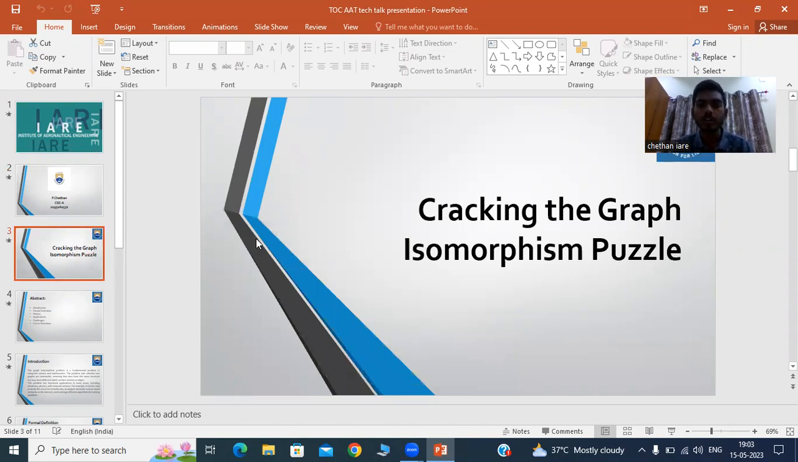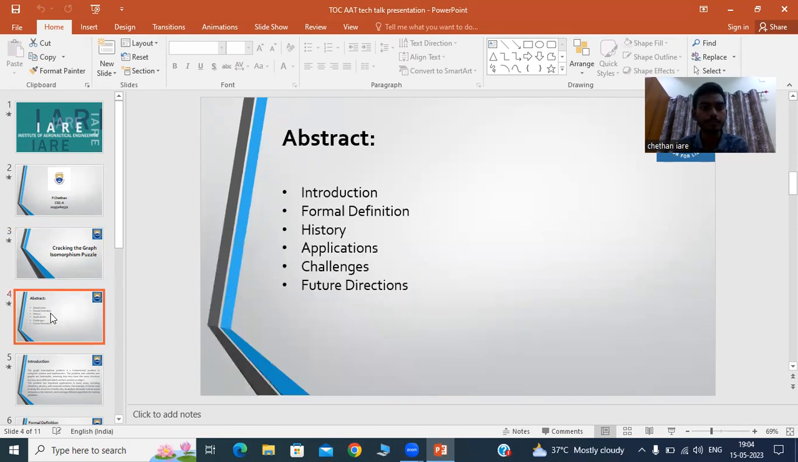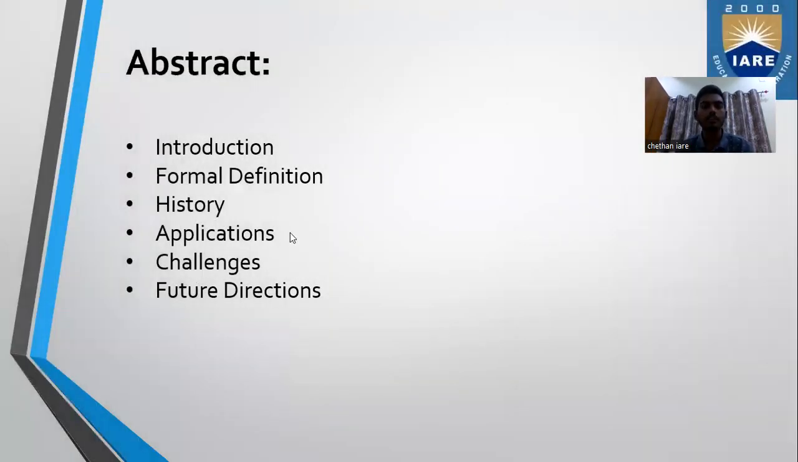So my topic on TOC is cracking the graph isomorphism puzzle. So how to draw the graph of an isomorphism puzzle? Let us see in this video. So first of all, going to the abstract.